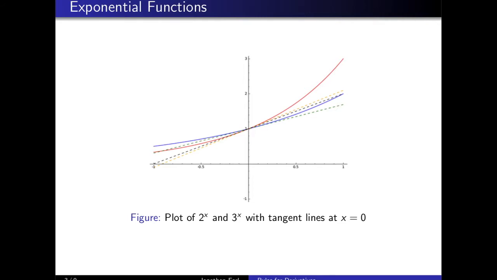Right, so pictorially what we have here, the red line is the function 3 to the x, the blue line is the function 2 to the x, the orange line is the tangent line to the red line at 0. The green line is the tangent line to the blue line at 0. And then there's this black line. And the black line is just a line that's going through the point 1 that has a slope of 1.